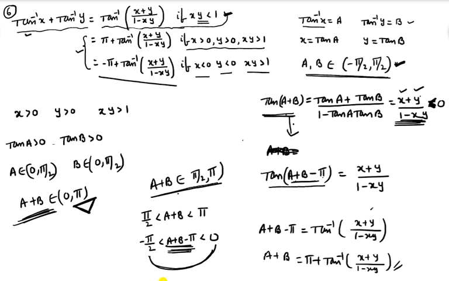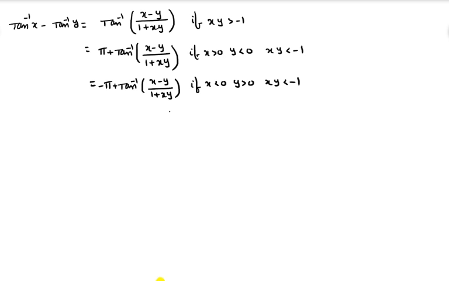If x less than 0, y less than 0, xy greater than 1, then tan inverse x plus tan inverse y we can write as minus pi plus tan inverse of (x plus y) by (1 minus xy). Only the first one is required for the board exam. The same way we can prove these results also: tan inverse x minus tan inverse y is equal to tan inverse of (x minus y) by (1 plus xy) when xy is greater than minus 1.